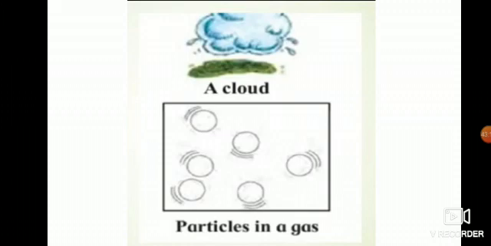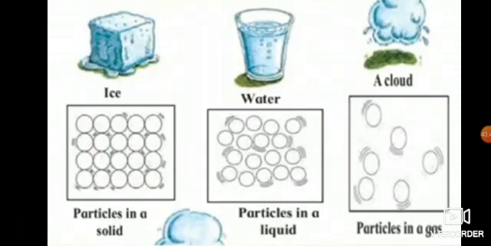So, the water vapor particles are away from each other. Can you see in the picture, second picture, that they are totally away from each other. Okay. So, these are the arrangements of the particles in the gaseous state. Okay. Now, here all three are together: solid state, liquid state and the gaseous state.